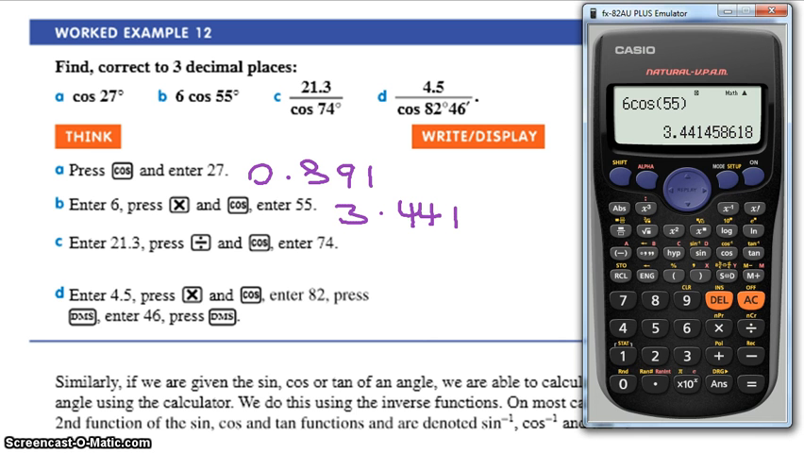Alright, next one. Now, we've got two of them with fractions, but you do it exactly the same way. You can either do the divided. See how they've got this one down the bottom here, and this is where reading the textbook, where it says what to do, can be dangerous. It actually says enter 4.5, press times. Don't do that, because that would be wrong on that last one. That's why I just put it in fractions. I'll show you. This third one is fine, 21.3.